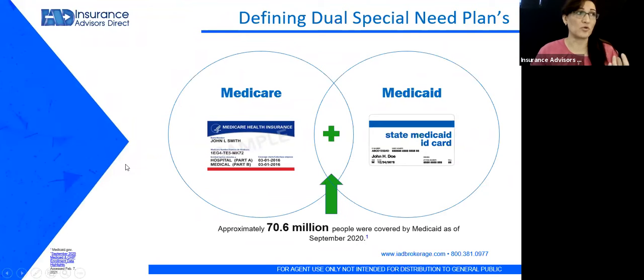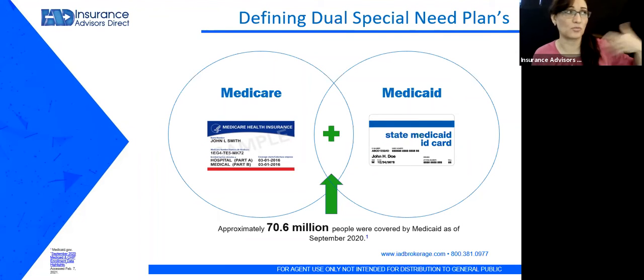Now, most people who are on Medicaid have 2 cards. You have your red, white, and blue, which is your Medicare card that most of you already know, and then your Medicaid card. In Michigan, it's a green card that says Michigan Health or MI Health on it. Each state, like I said, will have its own card. Keep in mind that in order to have a DSNP, you have to have both of these cards to be eligible for that dual product.